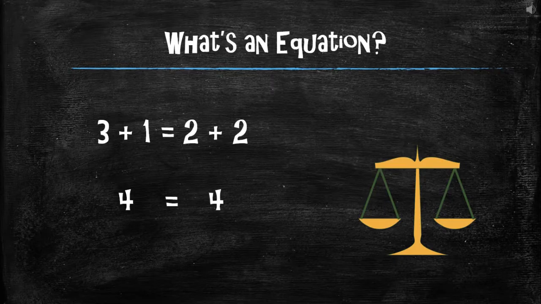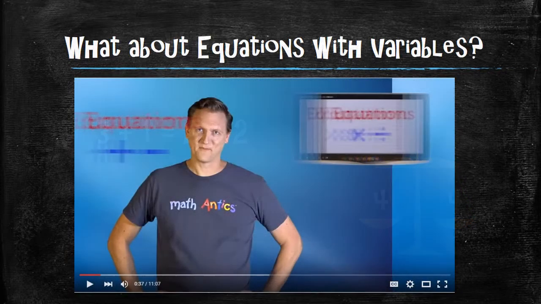And if you think of it like scales, each side has to be equal in order to balance the scales, and that's what we're doing here. The 4 equals the 4, and the scales are balanced. How do we solve an equation that has a variable or an unknown value? Well, let's listen to Rob from Math Antics to find out.